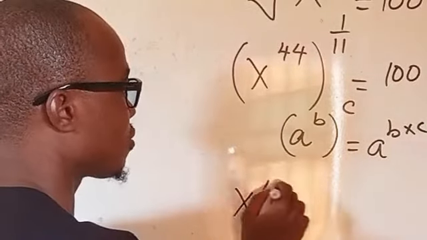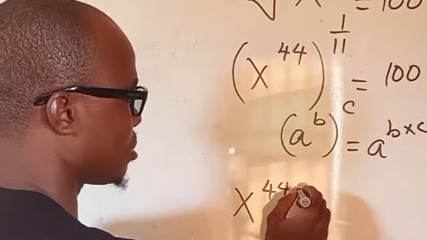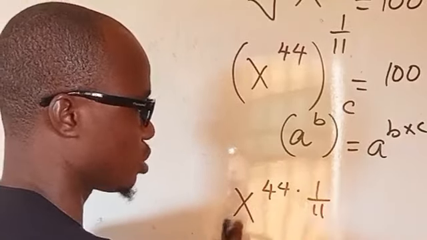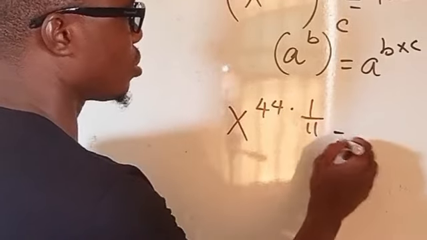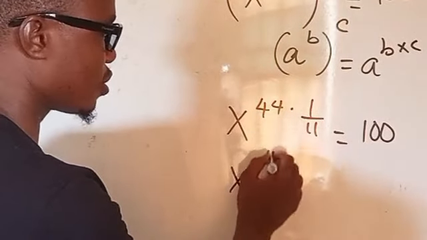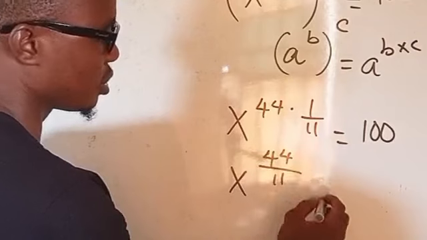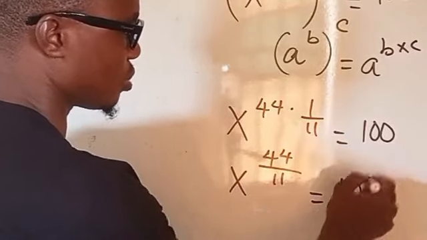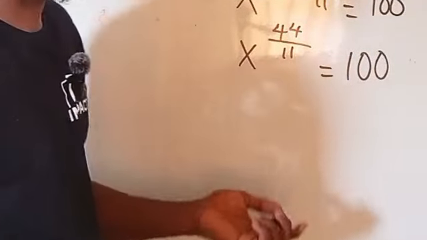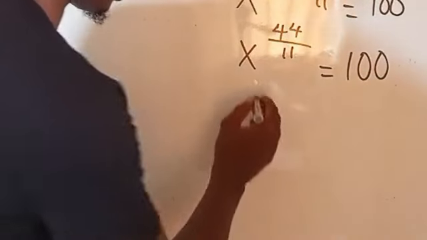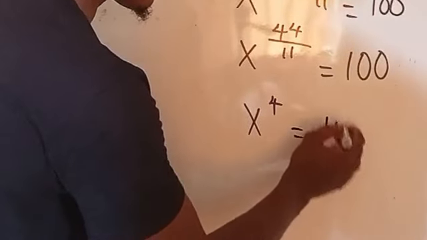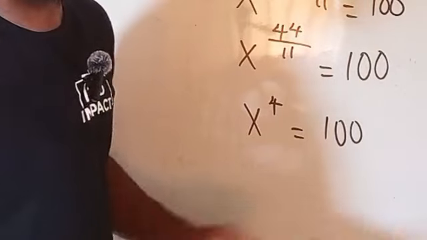So this will be x to the power of 44 multiplied by 1 over 11. I use a dot because of this x. So equals 100. From here, we're going to have x to the power of 44 divided by 11 equals 100. The next thing we're going to do: 44 divided by 11, what is that going to give us? We are going to have x to the power of 4, then equals 100.